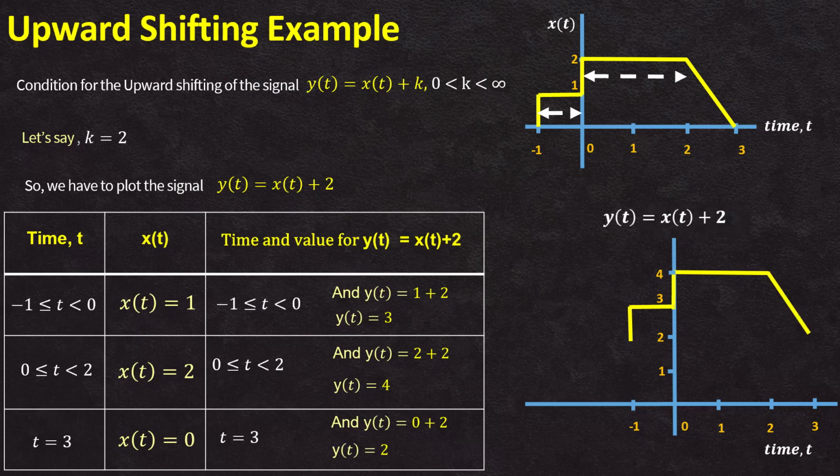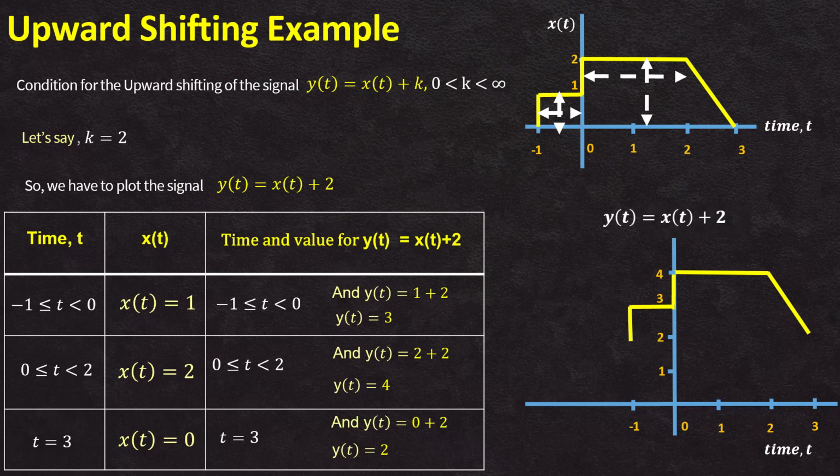So this is the upward shifted version of the signal x(t), where x(t) is shifted upward by a value of 2. If we compare the two waveforms, then we can see that the amplitude axis of the signal y(t) is shifted upwards compared to the signal x(t), or the upward shifting operation of the signal x(t) takes place.